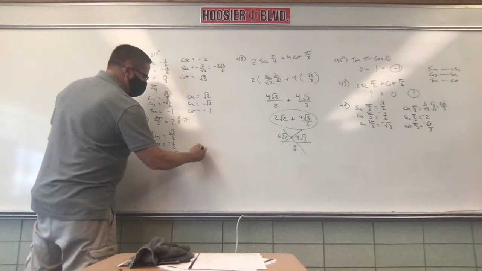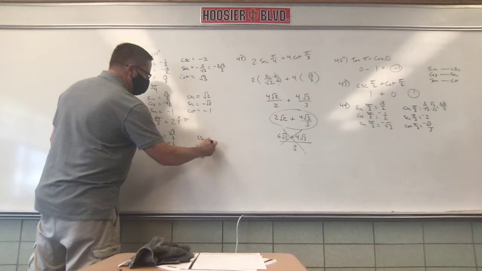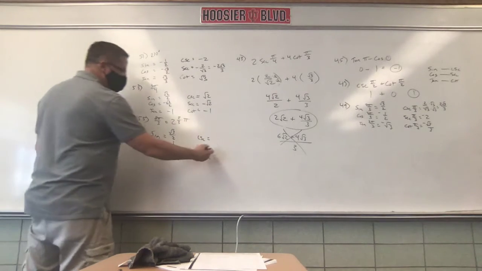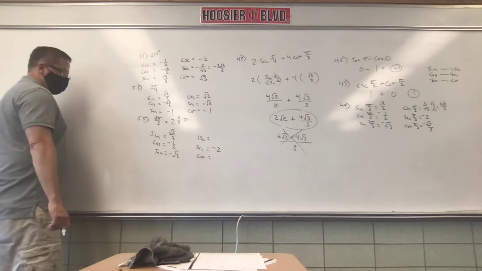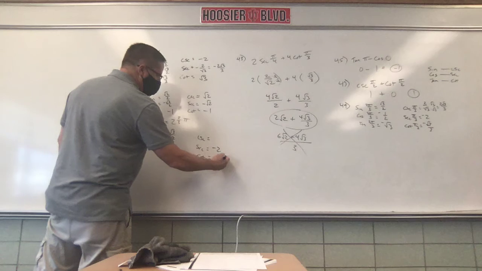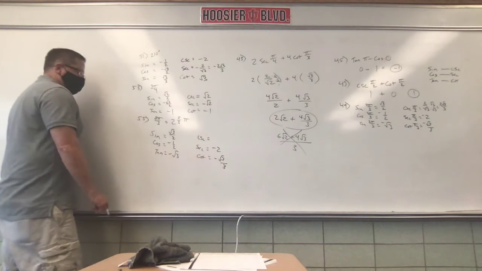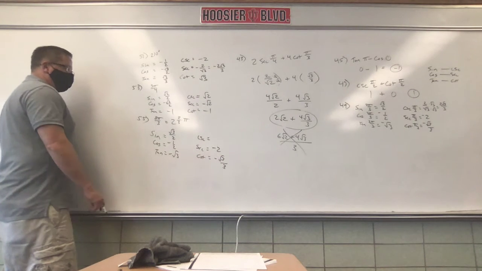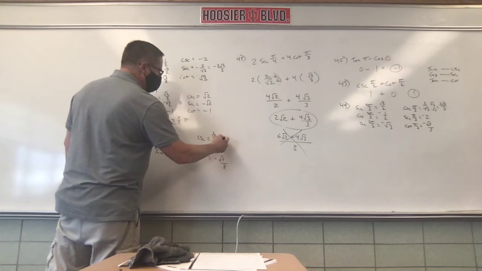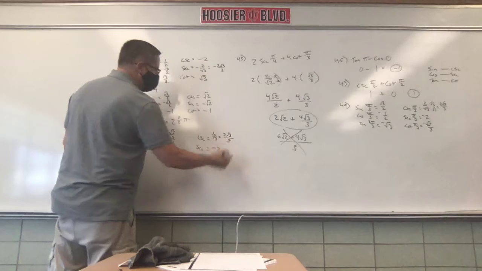So cotangent, secant, and cosecant. Easiest one is secant. If you flip negative half, you're at negative 2. Tangent's next easiest. If you flip radical 3, it's negative radical 3 over 3. And flip sine, flip radical 3 over 2, you have 2 over radical 3, which is the same as 2 radical 3 over 3.